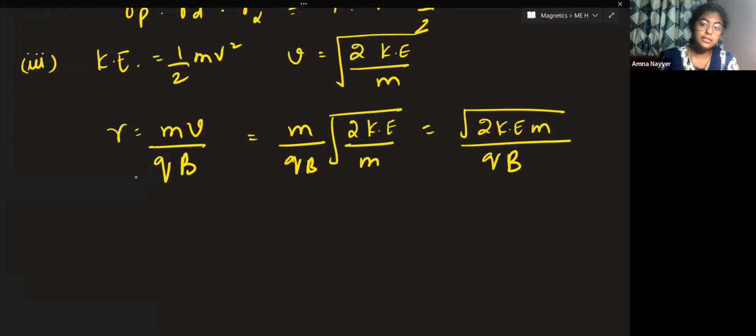See class, these new formulas that are coming are just modifications. So those students who can remember this, try to remember it. Just learn these formulas, because in the exam only these kinds of questions come. If it comes, it will save a lot of time. If you are not able to remember it, no worries. At least you should remember mv by qB.